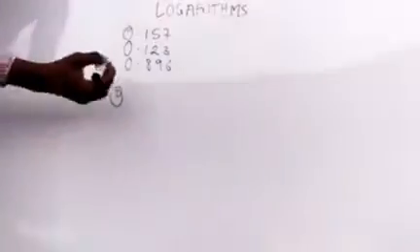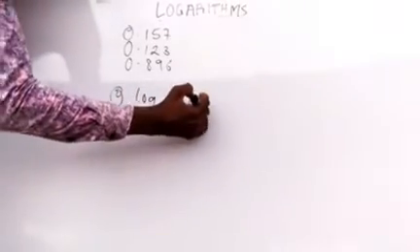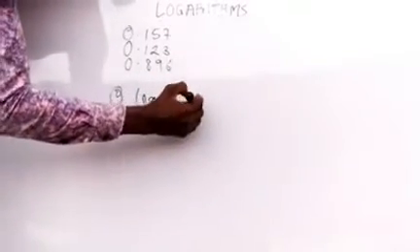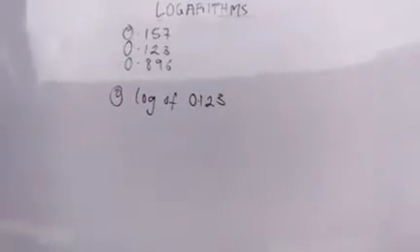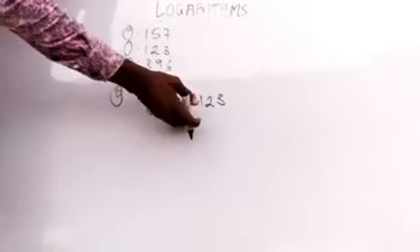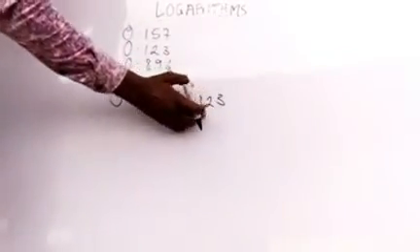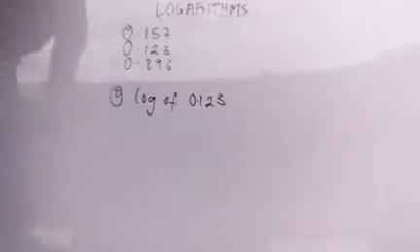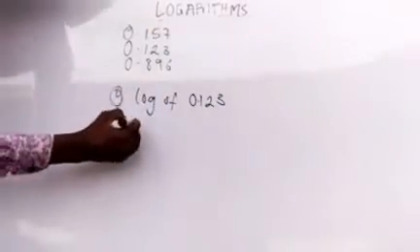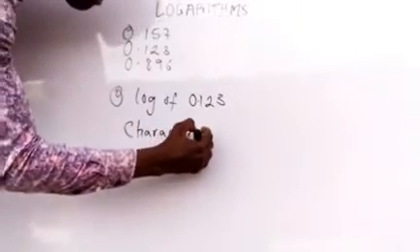Like when you're asked to find the log of 0.123 on our logarithm table. Very simple as well. You firstly get your characteristic. Don't forget, you count the number of decimal places you are having, and you add 1 to it. How many decimal places are we having here? We're having 3 decimal places. You add one to it. That is our characteristic part.